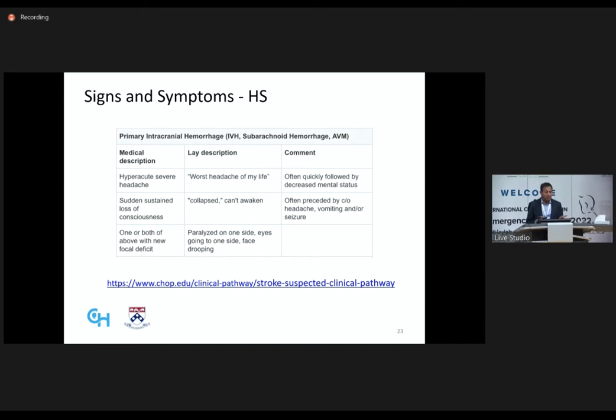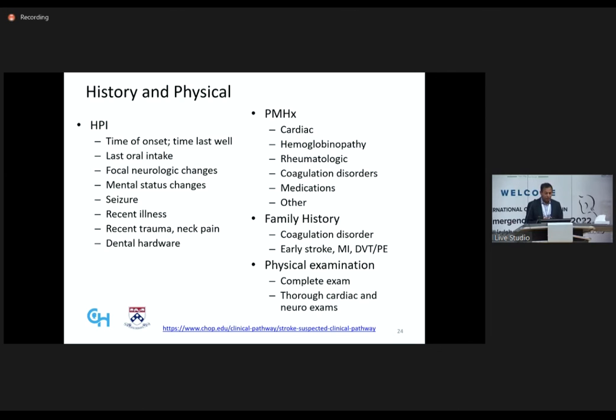We talked about hemorrhagic stroke, worst headache of my life. Suddenly the patient collapsed and then can't awaken, paralyzed on one side.